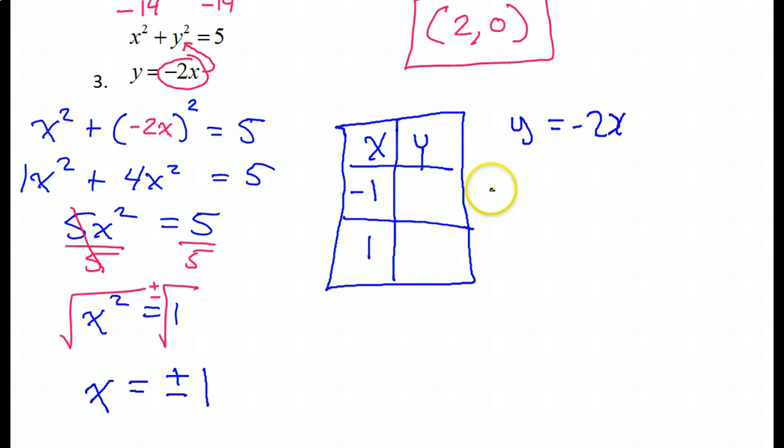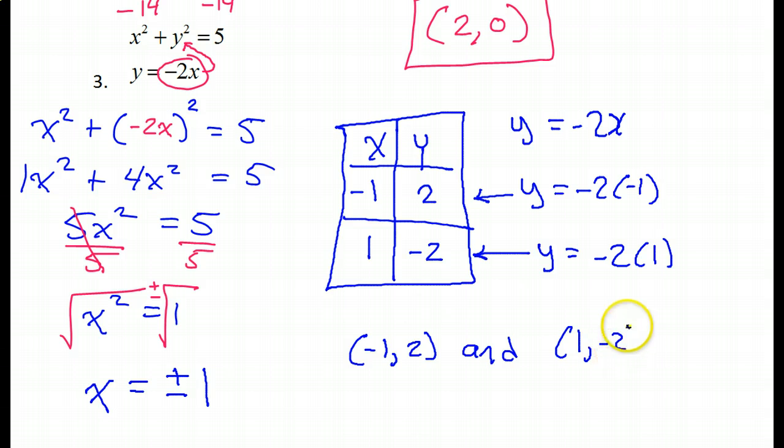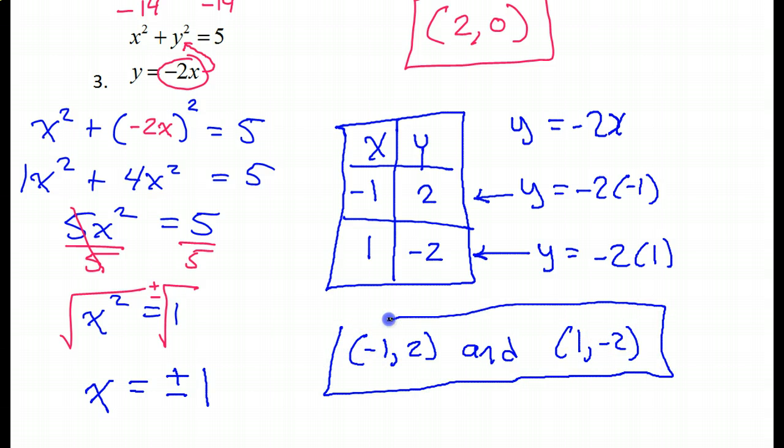Anyway, so in this case, that means y equals negative 2 times negative 1. So that's positive 2. And in this case, that means y is equal to negative 2 times 1. And that is negative 2. So our two solutions are negative 1, 2 and 1 comma negative 2. So that is how you do problem number 3.